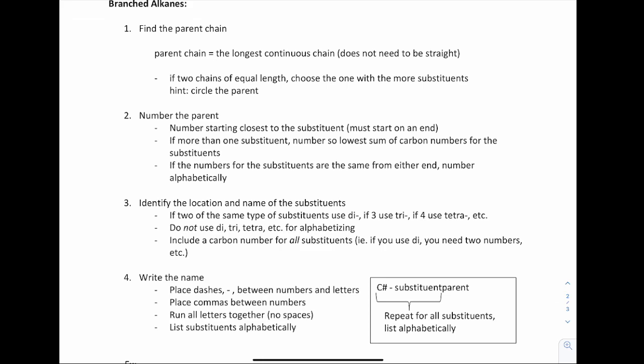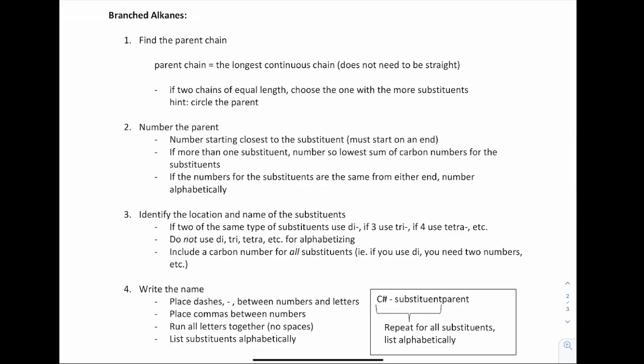So for branched alkanes, the first thing we need to do is find our parent, right? Our name is going to be based on the number of carbons in the parent, so we have to find our parent. The parent is going to be our longest continuous chain. It does not need to be straight, however, it just needs to be continuous. I'll give us some examples here in a minute. And then if I have 2 chains that have the same length, I'm going to choose the one with more substituents. And again, I will do an example.